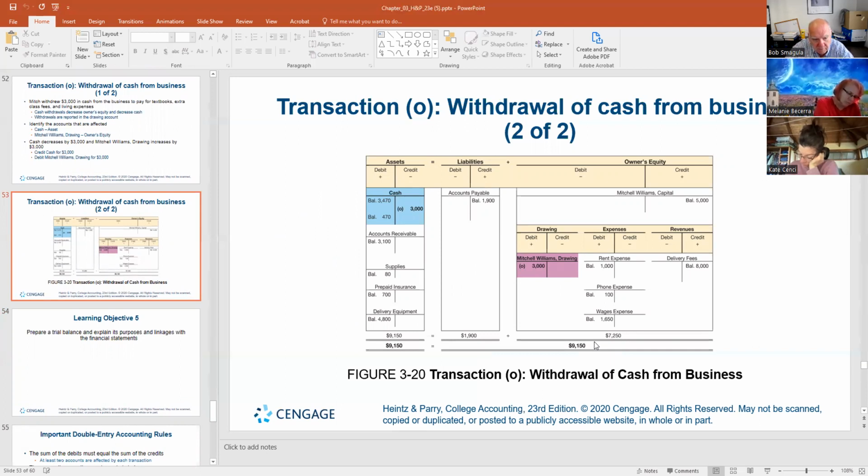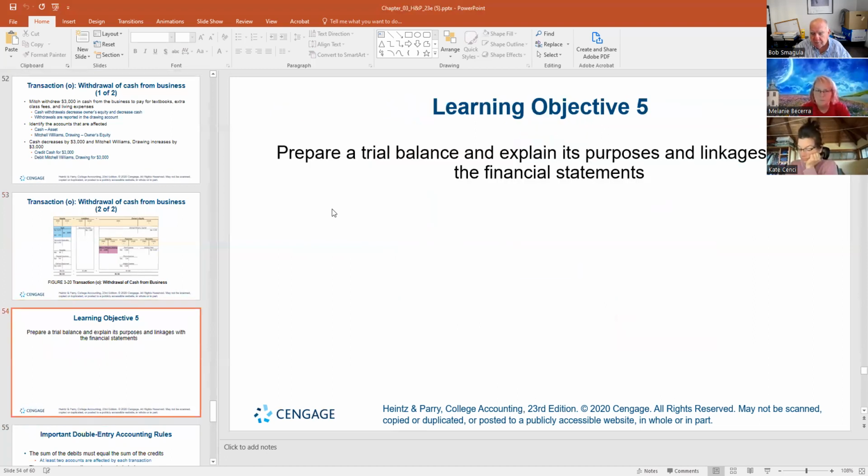Now we're ready to prepare the financial statements. So think of this as your trial balance. And here are all the balances sitting there, okay? Prepare a trial balance, explain its purposes.